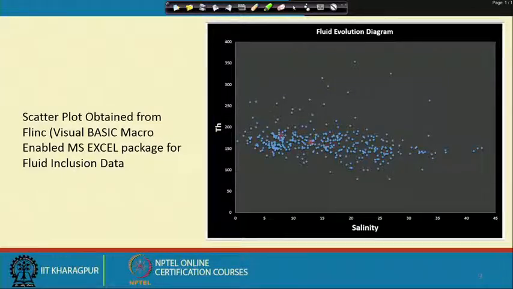on the temperature of melting or depression in the freezing point and the temperature of homogenization, using the equation of state for H2O-NaCl fluid, and then taking the two fields for plotting this kind of data, which is essentially an inherent feature of Microsoft Excel which has been used. Okay.